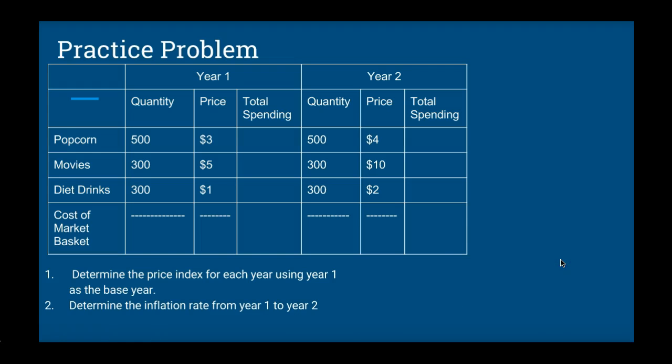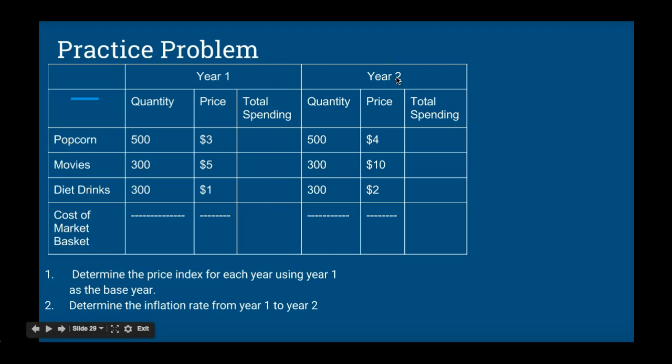Here's our practice problem. So I give you some information. We're going to say that our market basket in this case is 3 things: popcorn, movies, and diet drinks. So, yep, we're going to the movies. Here's what I want you to do: determine the price index for each year using year 1 as the base year. So I have year 1 and I have year 2.